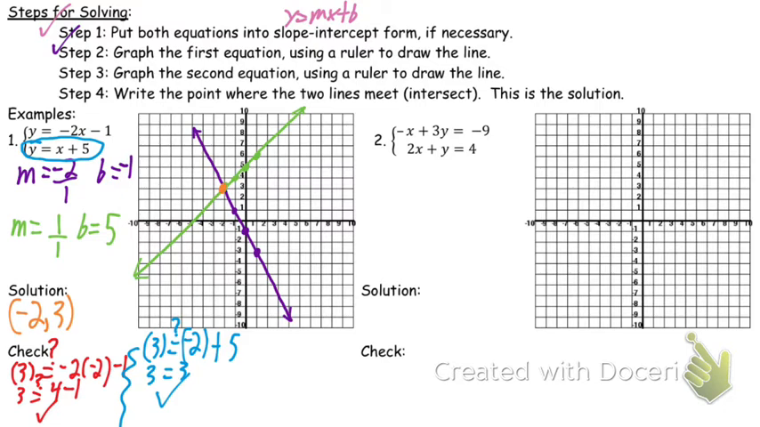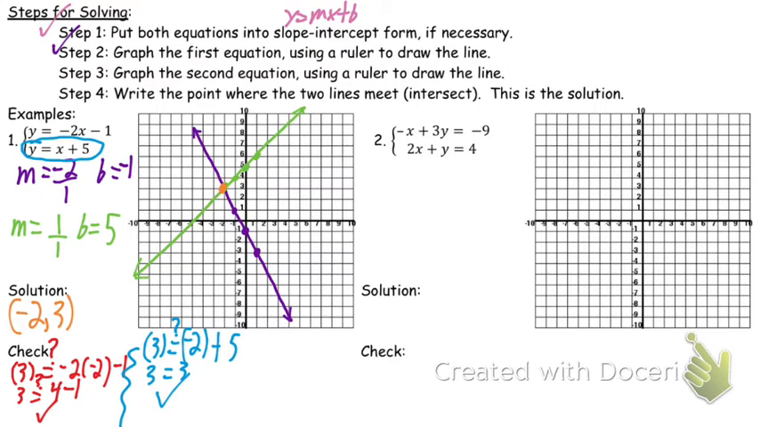All right, so just to recap what we did: we put both equations in slope-intercept form because that's easier for graphing. Thankfully, this time we didn't have to. The second step, we graphed the first equation. Third step, we graph the second equation. Then we say where they intersect. Checking is optional, but you always can do it. Any questions before we move on to the next example?